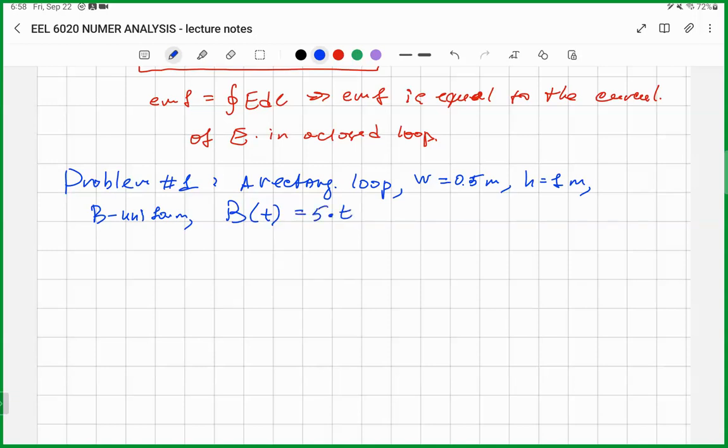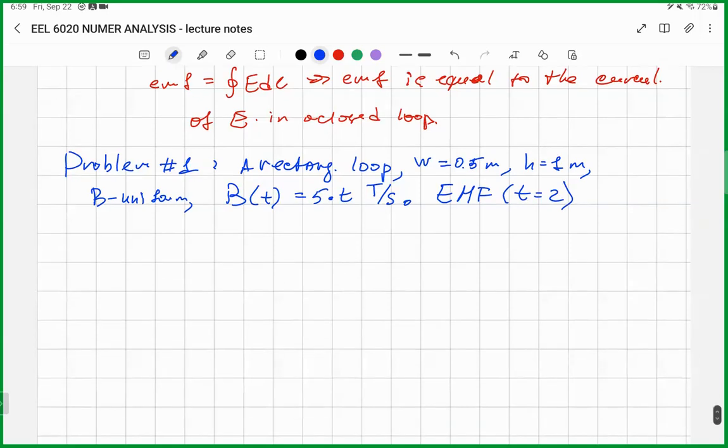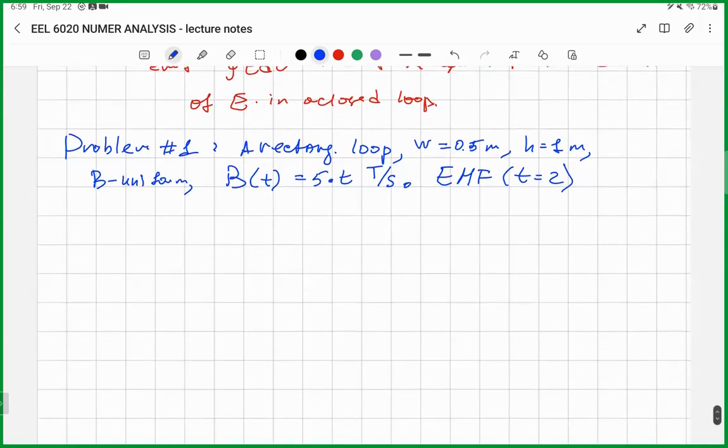And suppose this magnetic field changes in time like 5t, in Tesla per second. As time passes, the magnetic field grows, and this growth is linear. And the question is, what is the electromotive force at time, for example, 2 seconds?